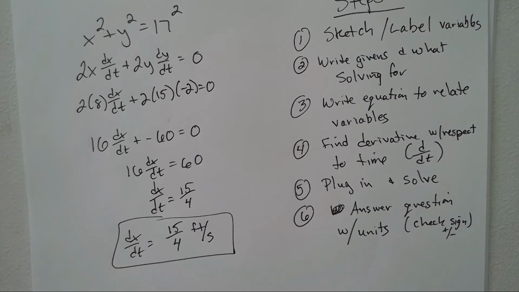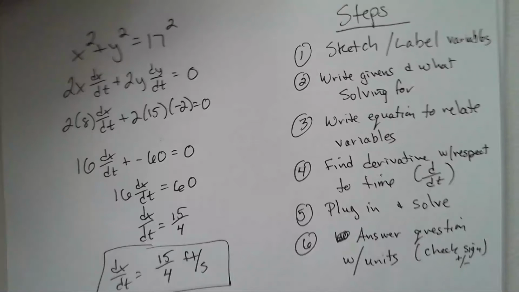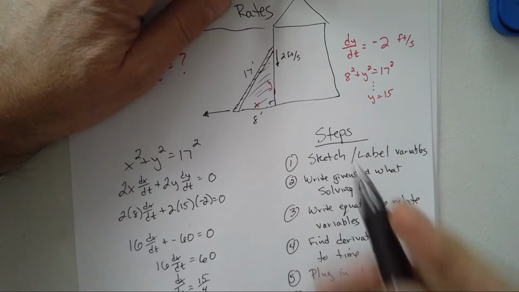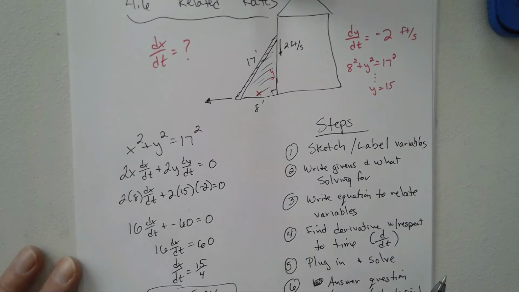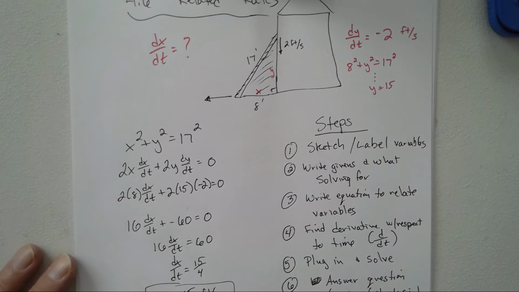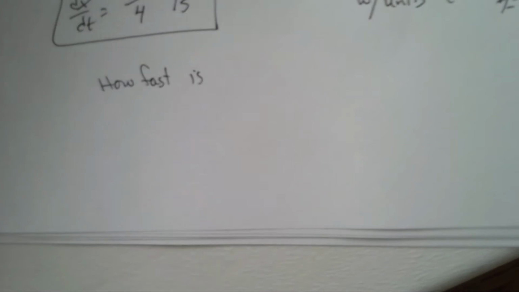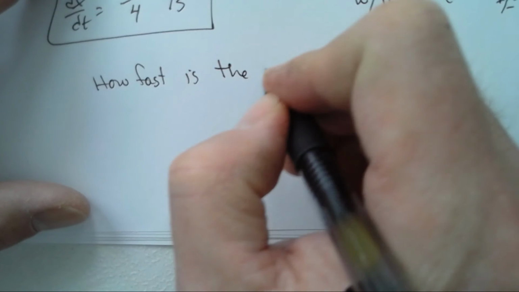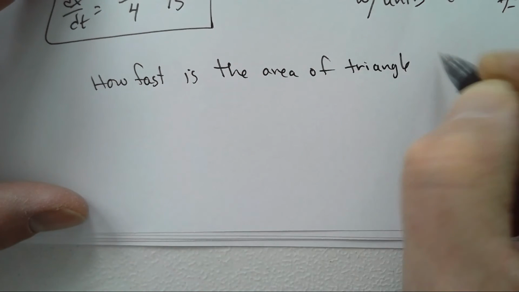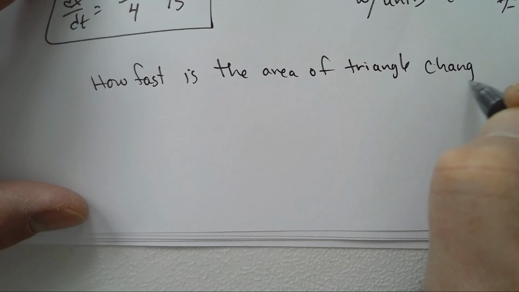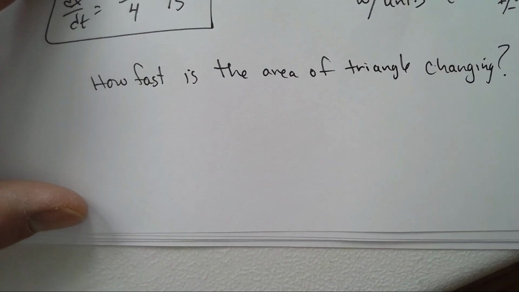A follow-up question we could ask, as long as we have this scenario already created, we could ask another question, maybe a couple different questions. I'll start with one. Let's say, how fast is the area changing? Okay, so how fast is the area of the triangle changing?